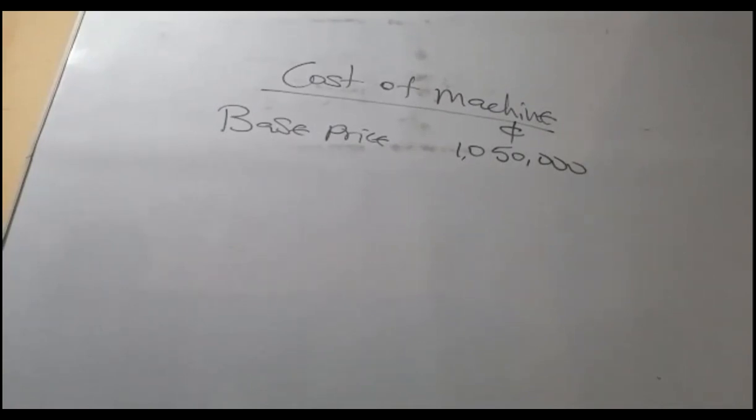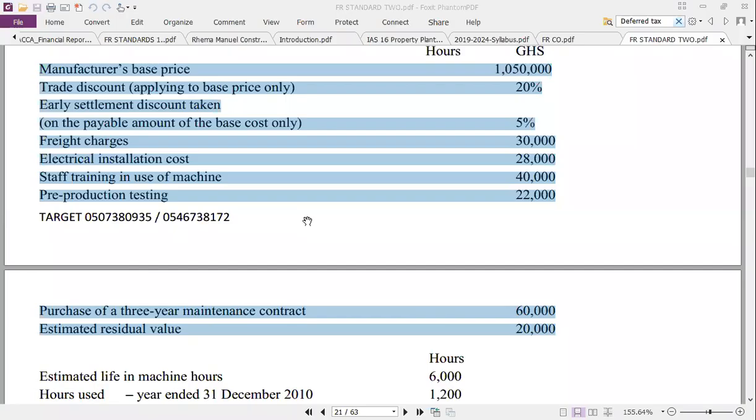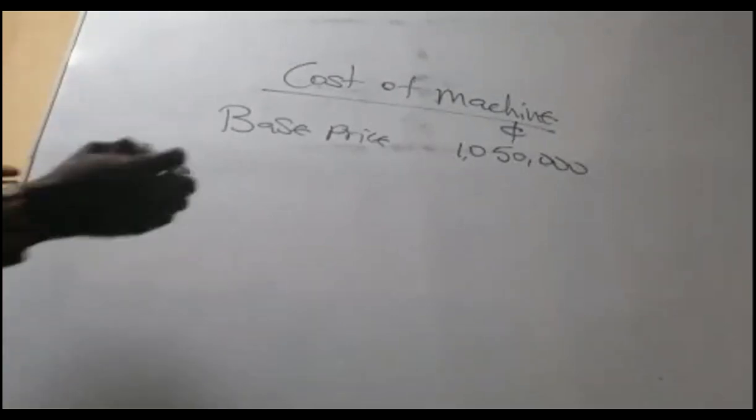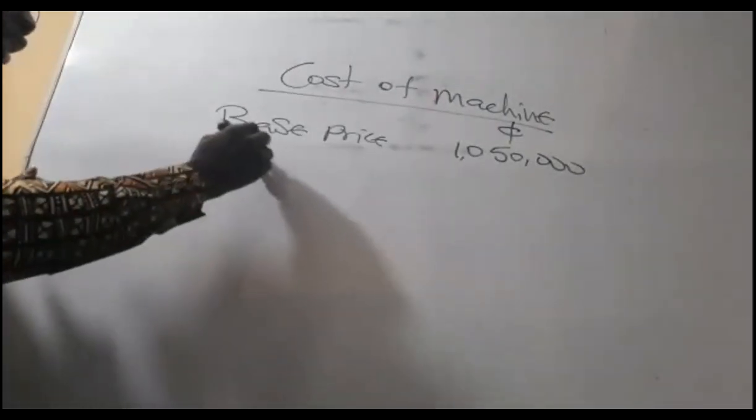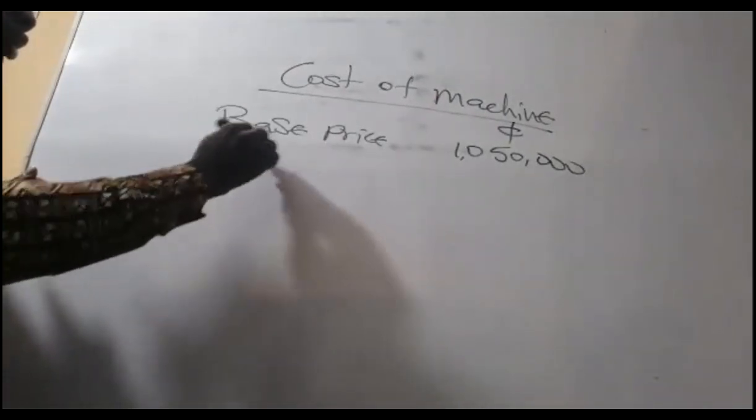Now let's see. The next item is what? Trade discount applied to the base price only. We said trade discount less what? Trade discount or similar rebates. You're going to pick what? Trade discount. Good one. So let's calculate the trade discount. It's on the base price. So trade discount must be subtracted.